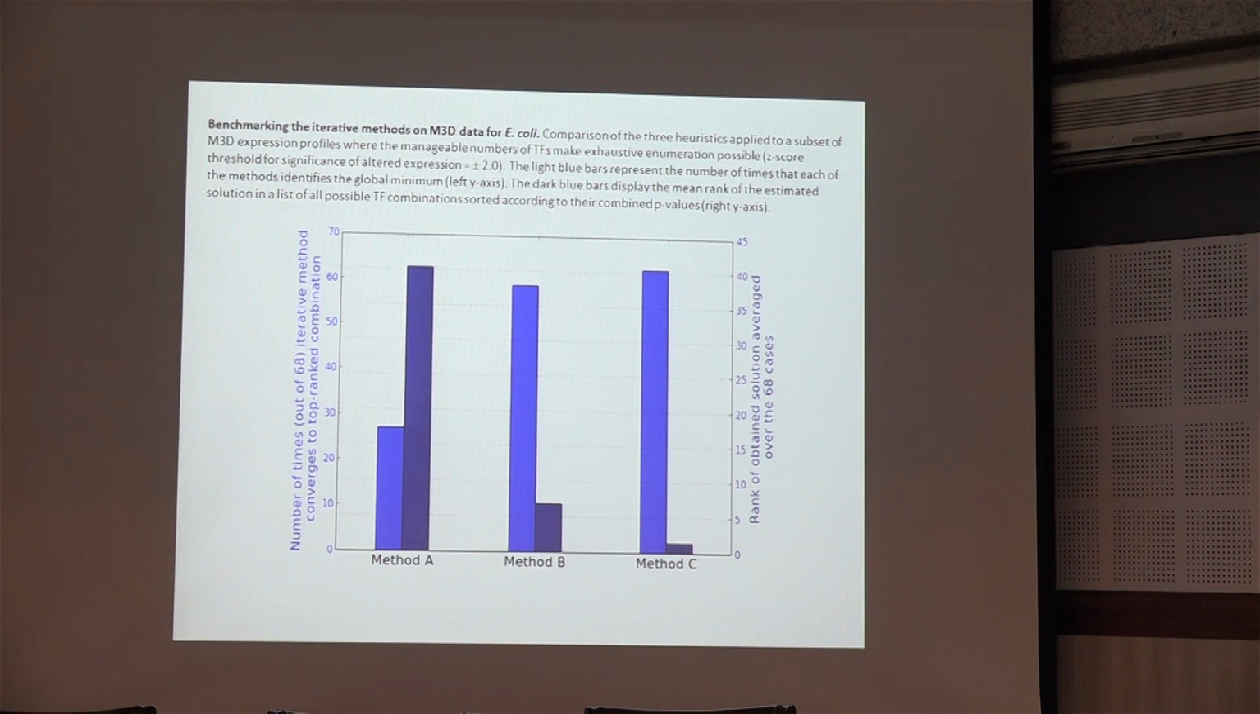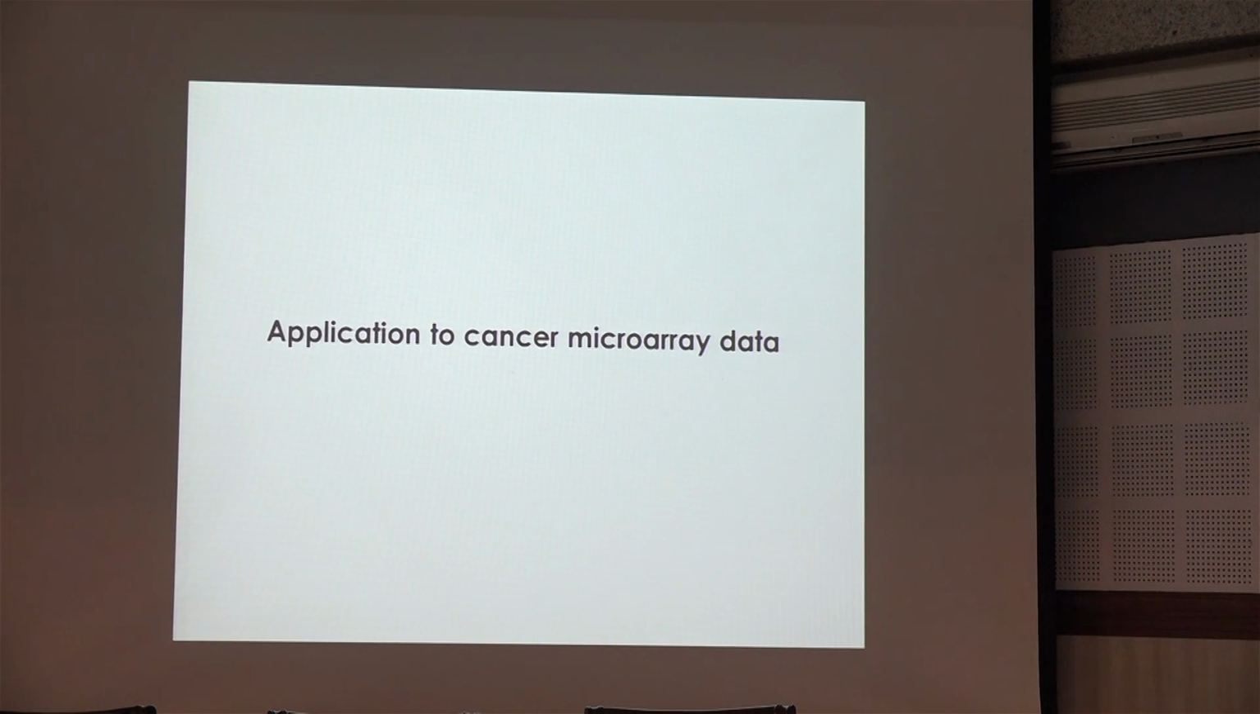And interestingly, look at how quickly you can arrive at a solution. Method C very quickly arrives at a solution with a p-value of the order of -60 or -70, and in any random number of tests that we do, in the minimum number of steps, method C arrives at a particular solution. So the last method that I described to you is one of the best ones. I will now describe one application of this to cancer microarray data, and I will stop there.